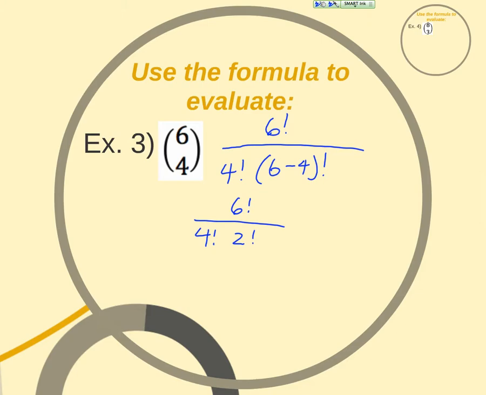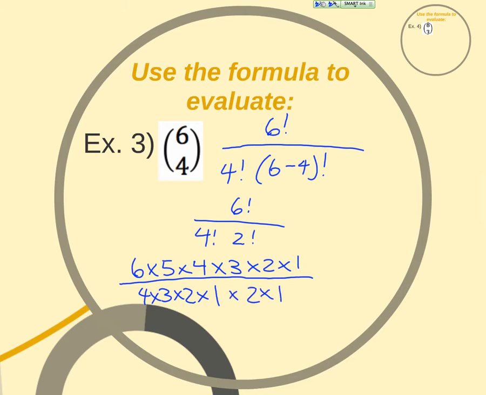And now this becomes just like the last example we did, so we can do all the business without a calculator. Then we can cancel some things out. I'm going to cancel the 4, 3, the 2, and the 1 this way. And again, you can do more canceling, but if you don't want to, you could have 6 times 5 is 30, divided by 2 is 15. Either way, if you want to do more canceling or not, it's really up to you.